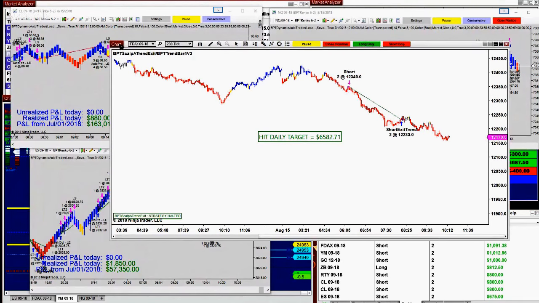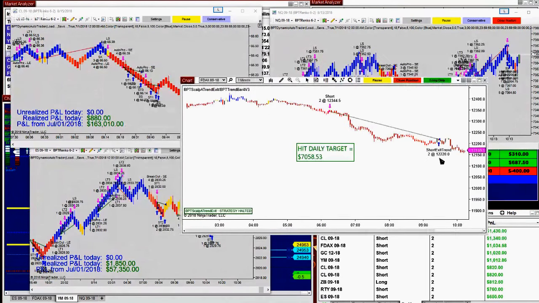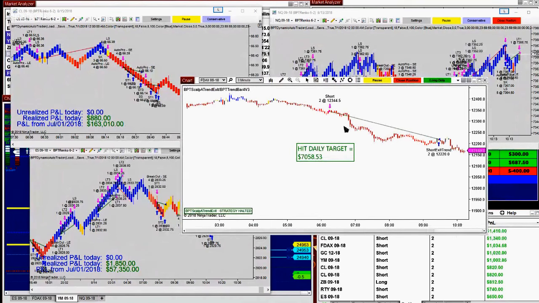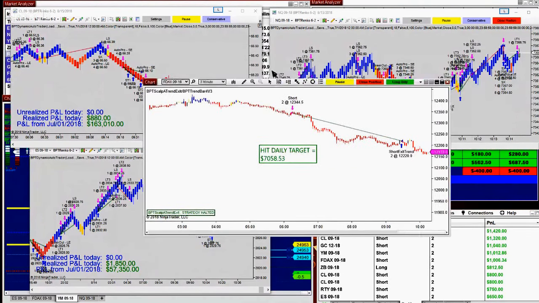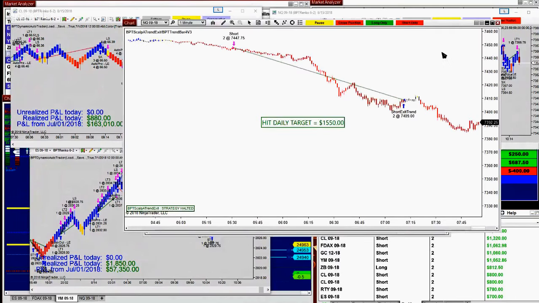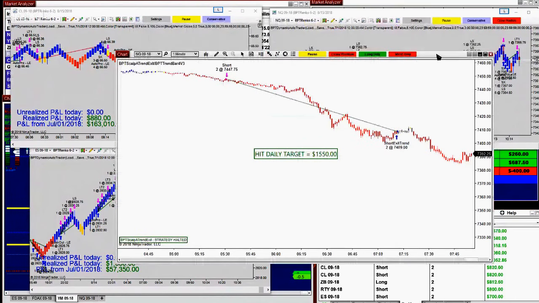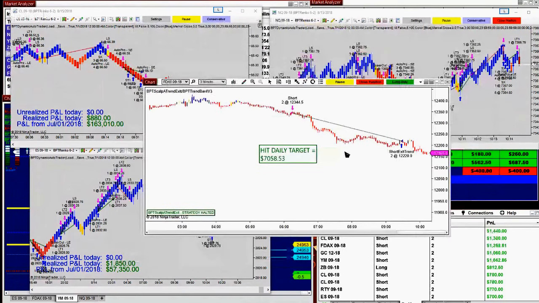I'm not. The reason is that I have stability on the 1 minute. This is not the 3 minutes, this is not the 1 minute. This is the 3 minutes. Let me try to find the 1 minute. Here is the 1 minute. This is my favorite chart to trade, it's 1,550. The other charts made seven times more.